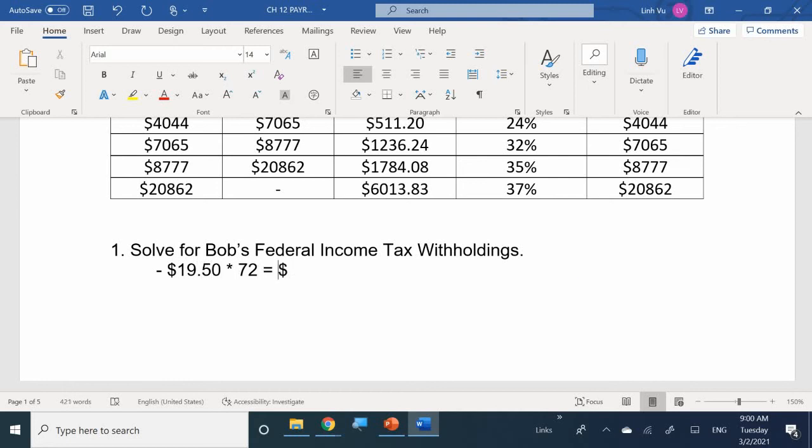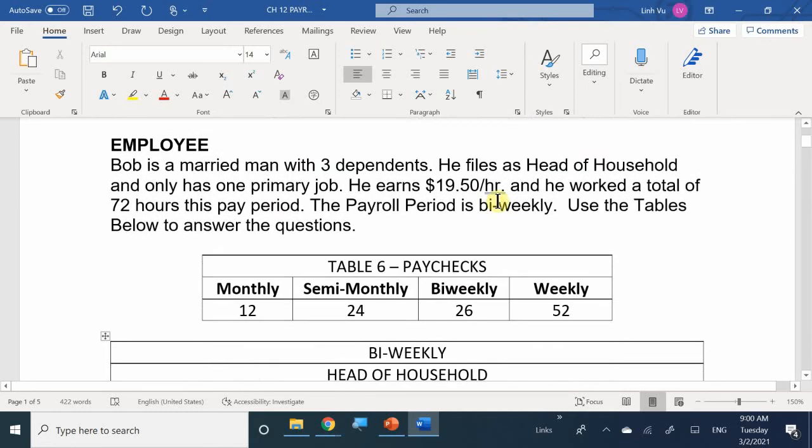1404. Okay. So he earns a total of $1,404. Now, again, this is assuming that's just his primary job. So for number 2, there's no effect in there, no other extra withholdings or extra jobs or anything else. So we can go ahead and proceed to the next one.